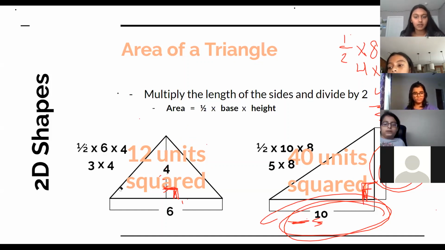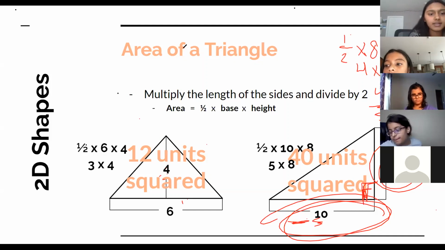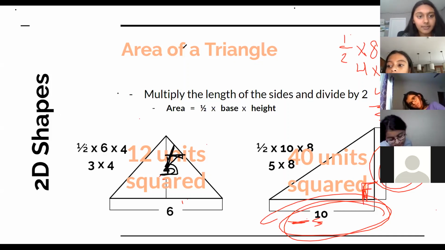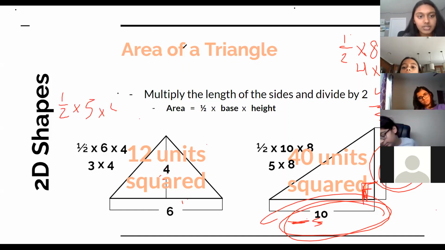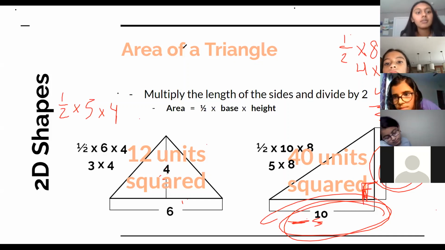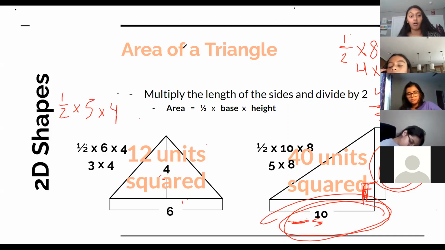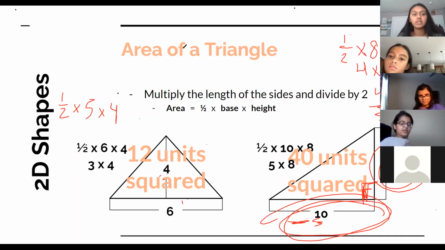Okay, now I had another question, right? If this over here on the first triangle, if the 6 was a 5, right? Let's just say the 6 is a 5. So 1/2 times 5 times 4. We just do that. We just plug in whatever number. It could be even, it could be odd, it could be anything. We just plug that in.